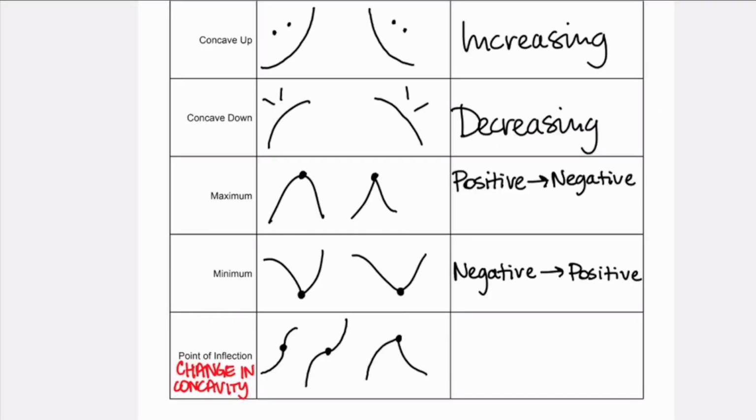Our definition of concave up and concave down in terms of rates of change were increasing and decreasing, so a change in concavity would be a change in the rate from either increasing to decreasing or decreasing to increasing.